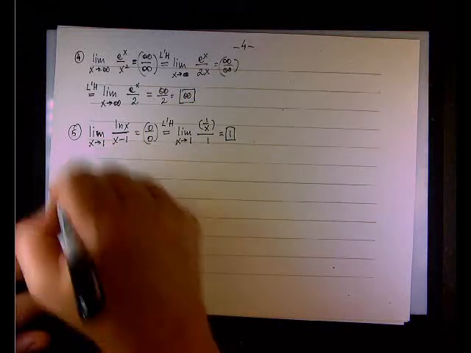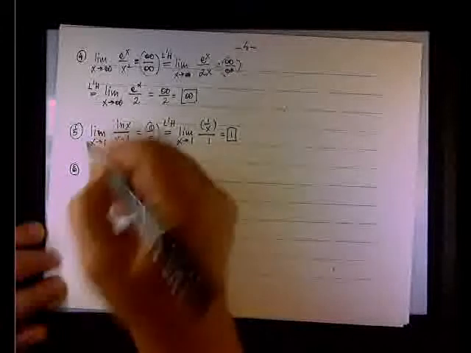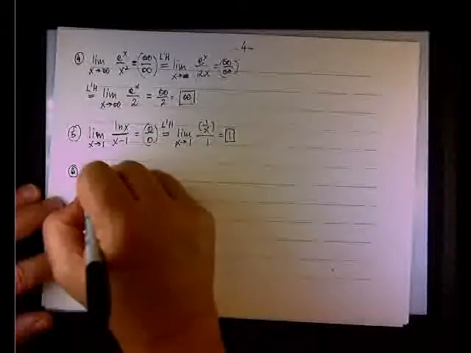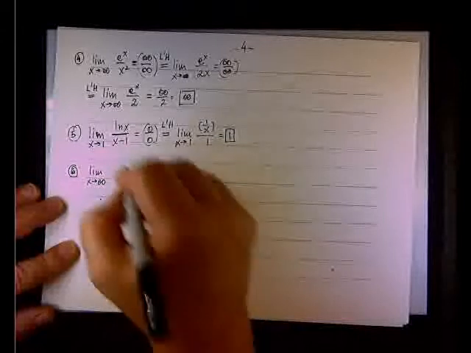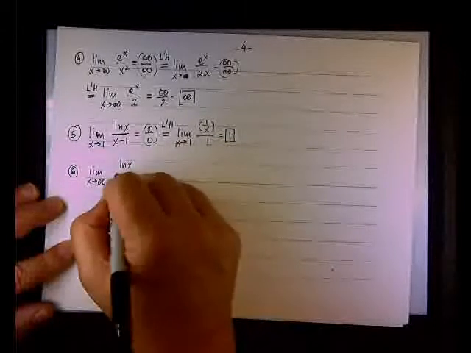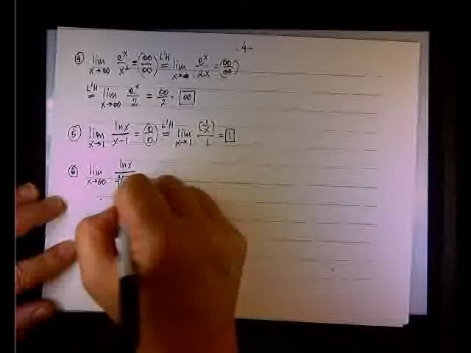Let's look at the next example. Limit at infinity. We stay with natural log, but this time natural log divided by the cube root of x.